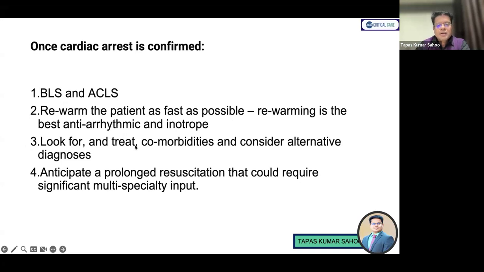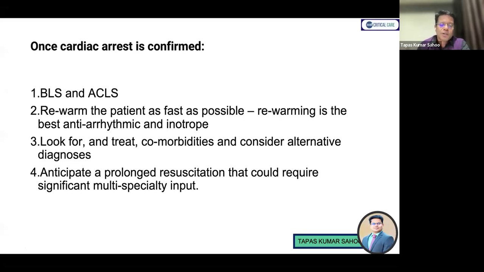Look for and treat comorbidities, and also simultaneously you have to consider alternative diagnoses, like we have multiple causes for getting Osborne J waves. Anticipate a prolonged resuscitation that could require significant multi-speciality input. By that, you have to call for help.